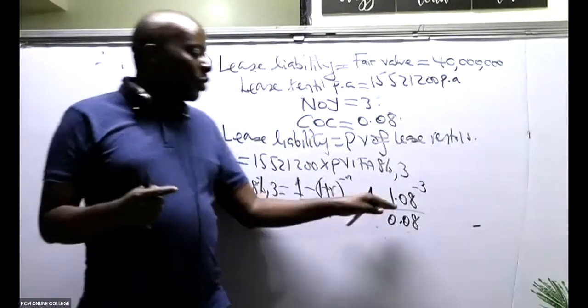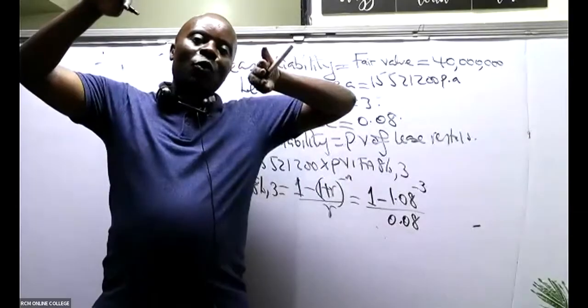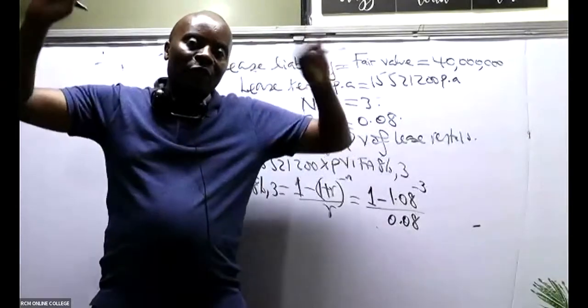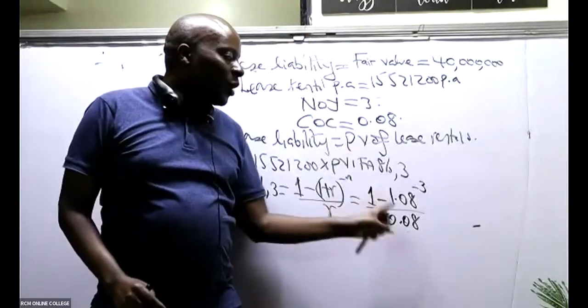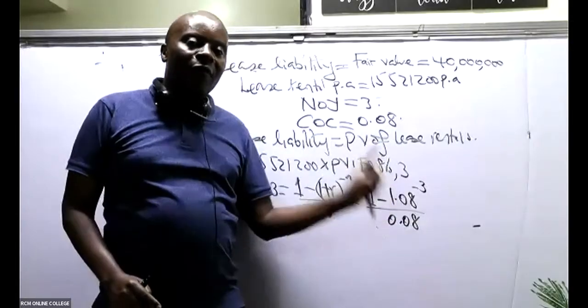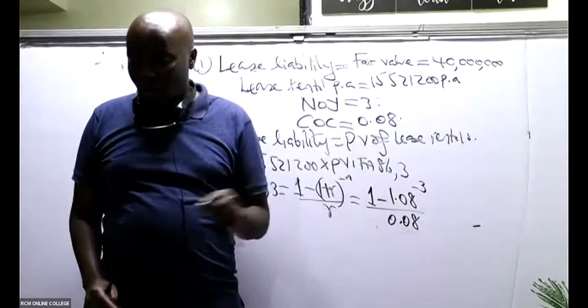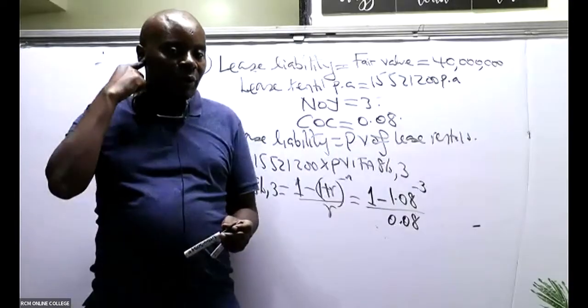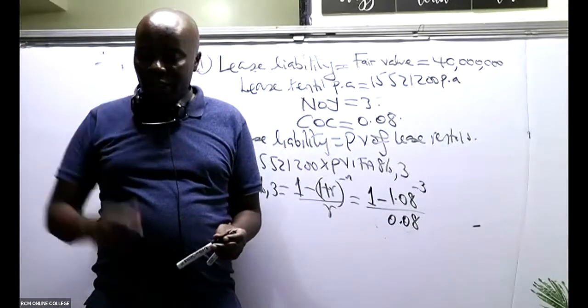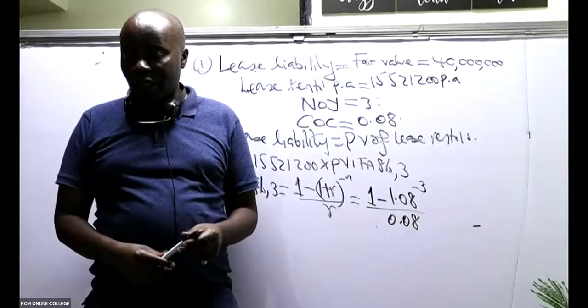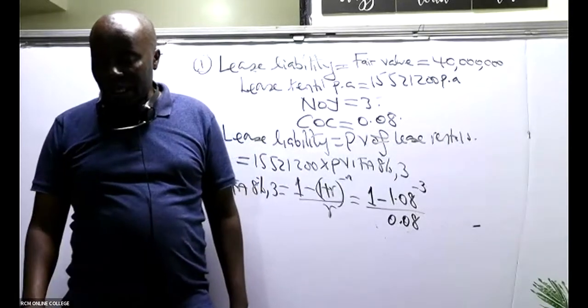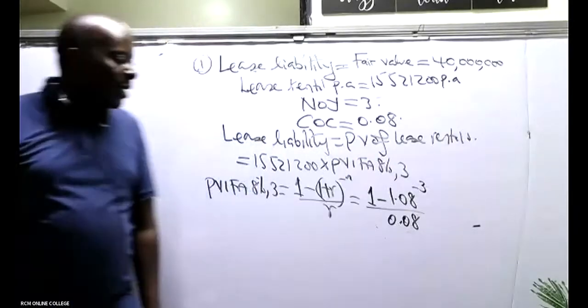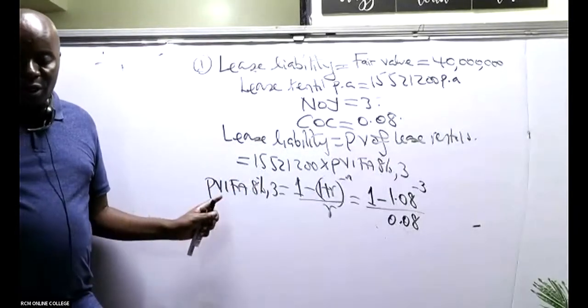Because this is a bracket on its own, telling you first of all to take care of the numerator. Once I say 1 minus 1.08 raised to negative 3, very well, then I say equals. And once I say equals, I will be able to divide this by 0.08.